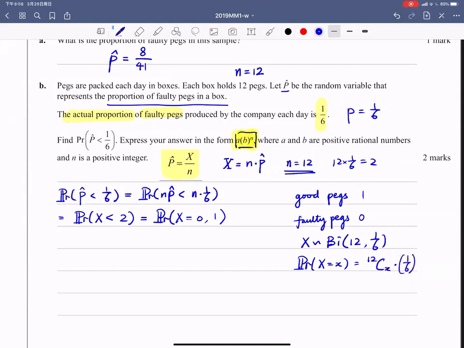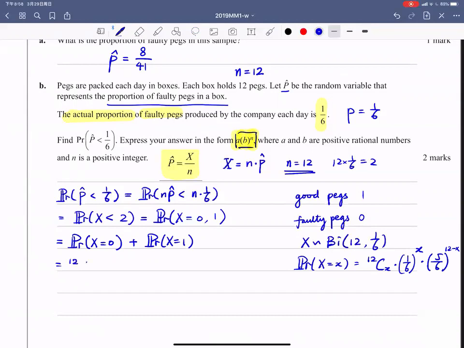How many times of success? That's X. How many times failure? 12 minus X. All right, now looks like I have some ideas from getting no clue at all to knowing how to proceed. So I'm going to calculate probability of X equals 0 and X equals 1. Forgive my worst handwriting, and I'm going to substitute the two values.